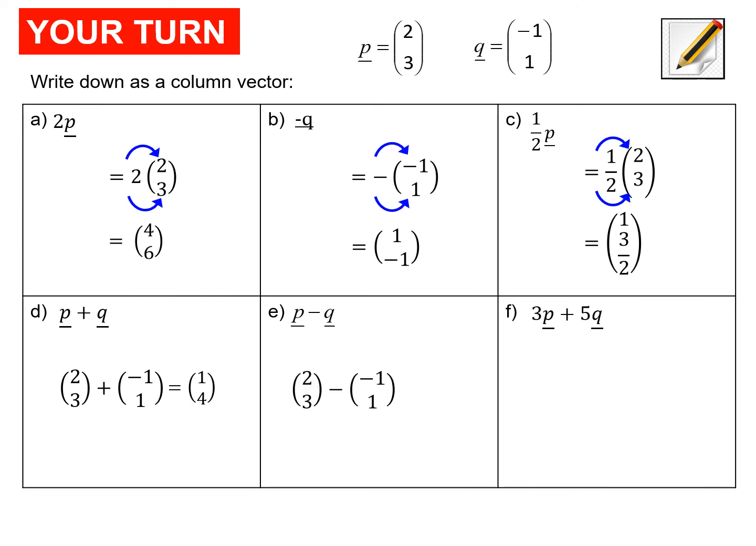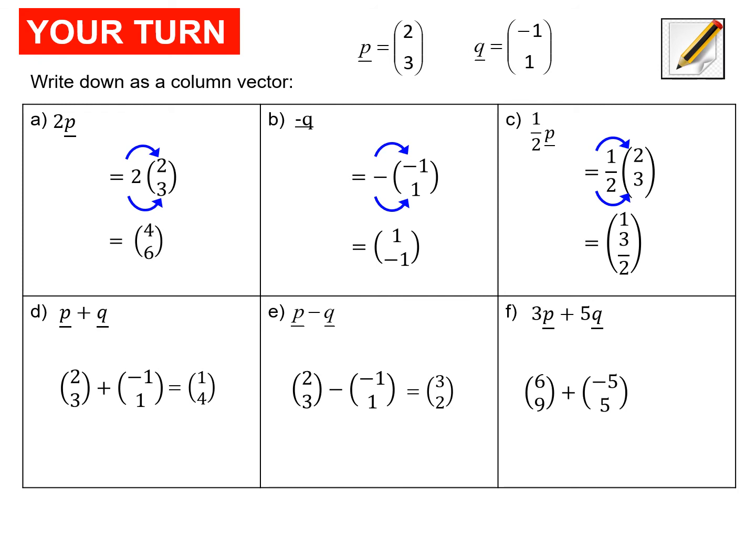For example E, we have (2, 3) subtract (-1, 1). So we need to watch out for double negatives here. In our x components, 2 subtract -1, remember double negative is a positive, so that's 2 add 1, which gives us 3 as our x component, and then 3 subtract 1 for our y components at the bottom, which gives us a 2. So our resultant vector for p minus q is (3, 2).